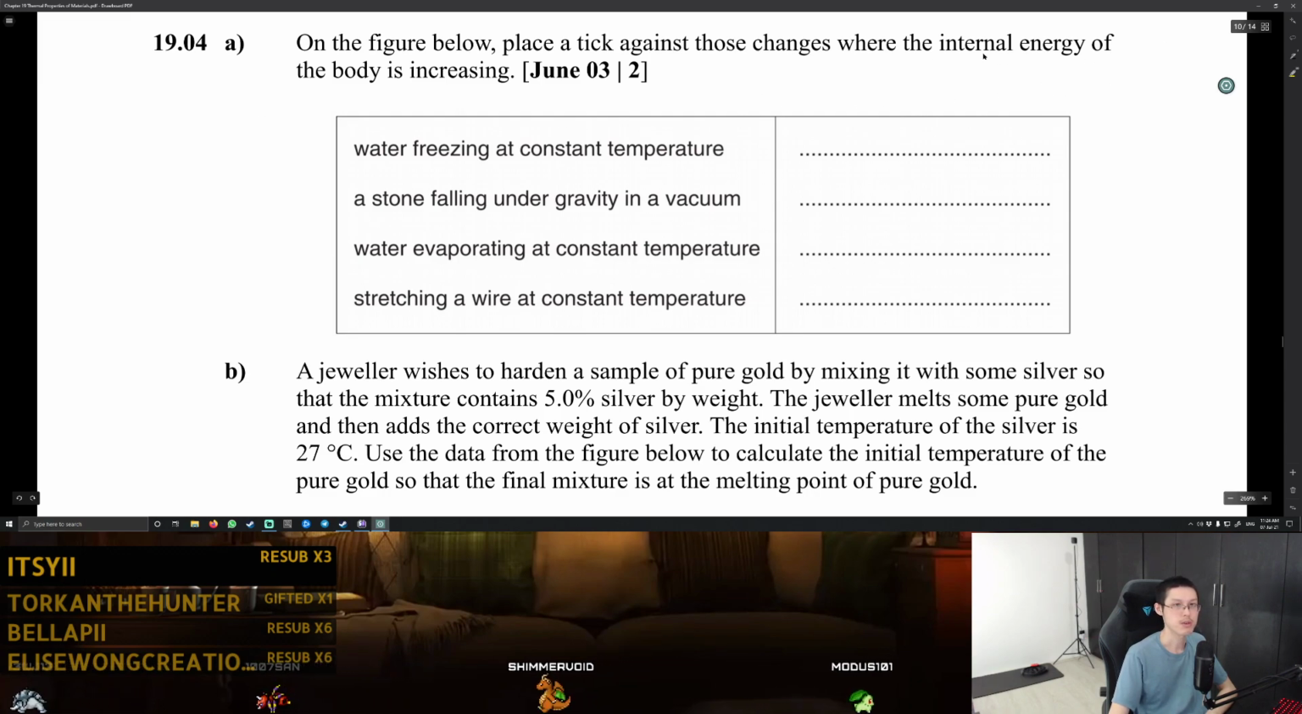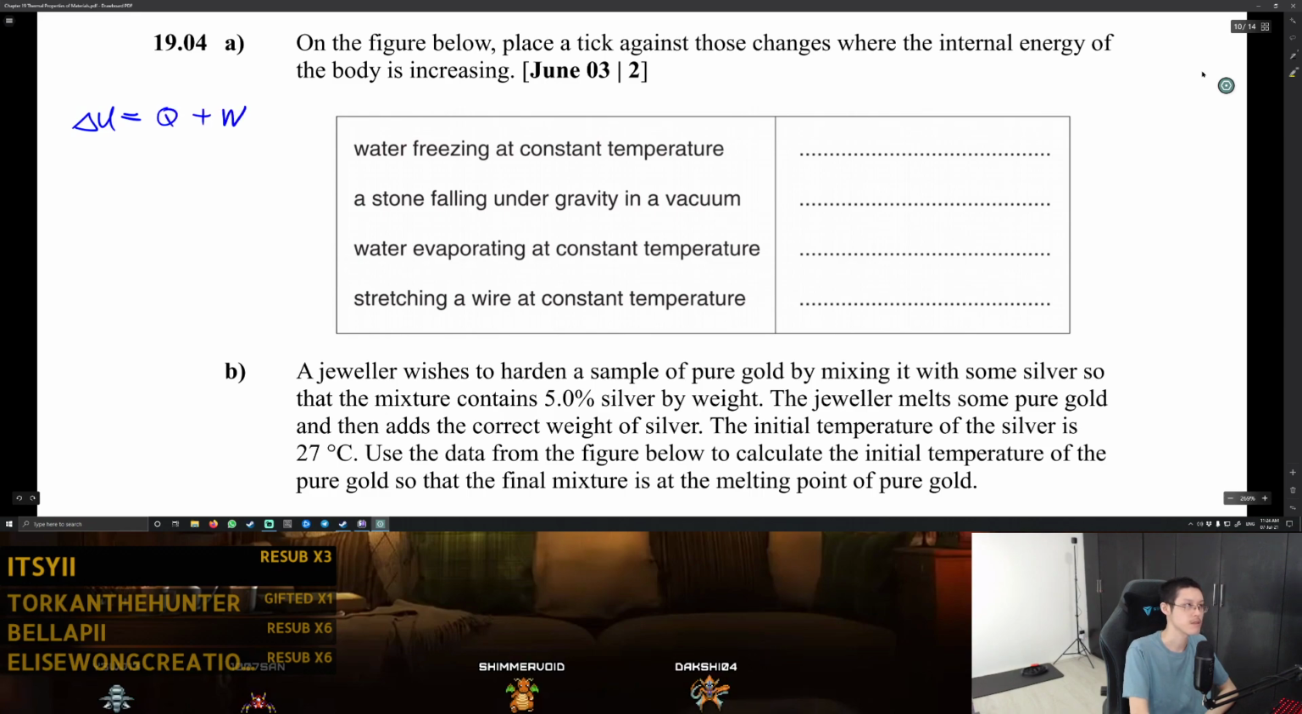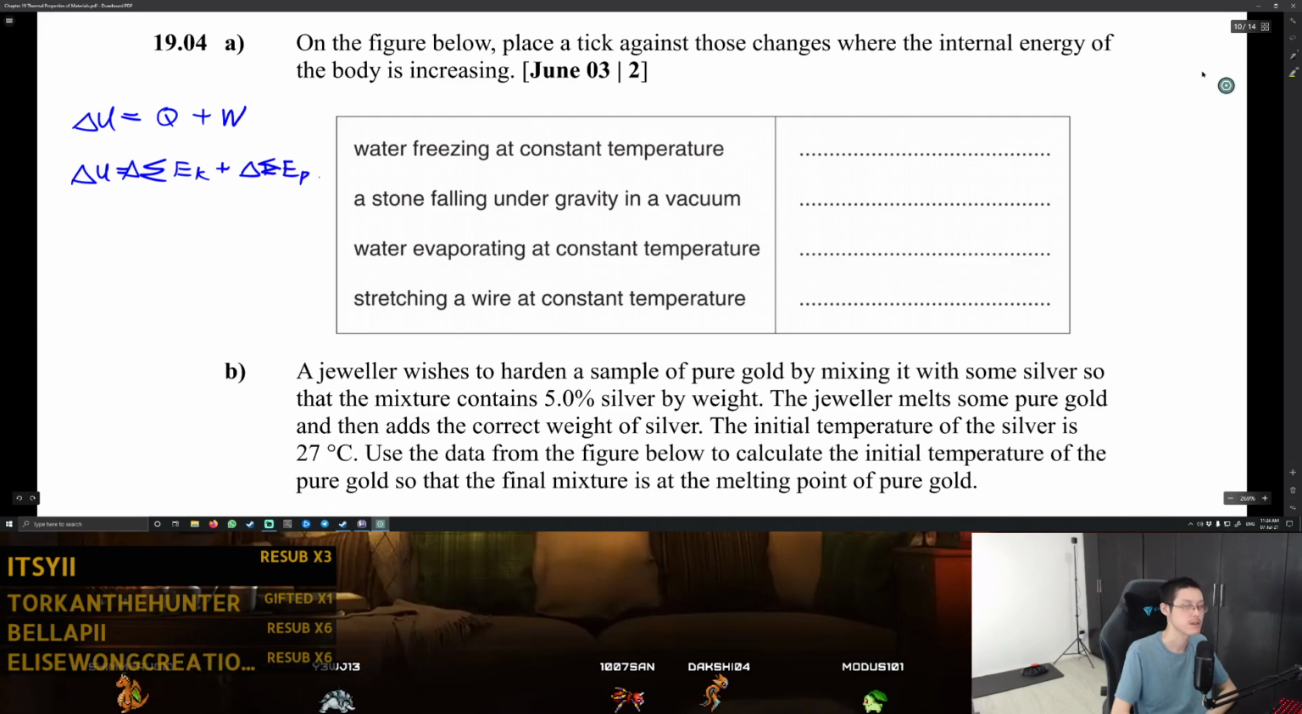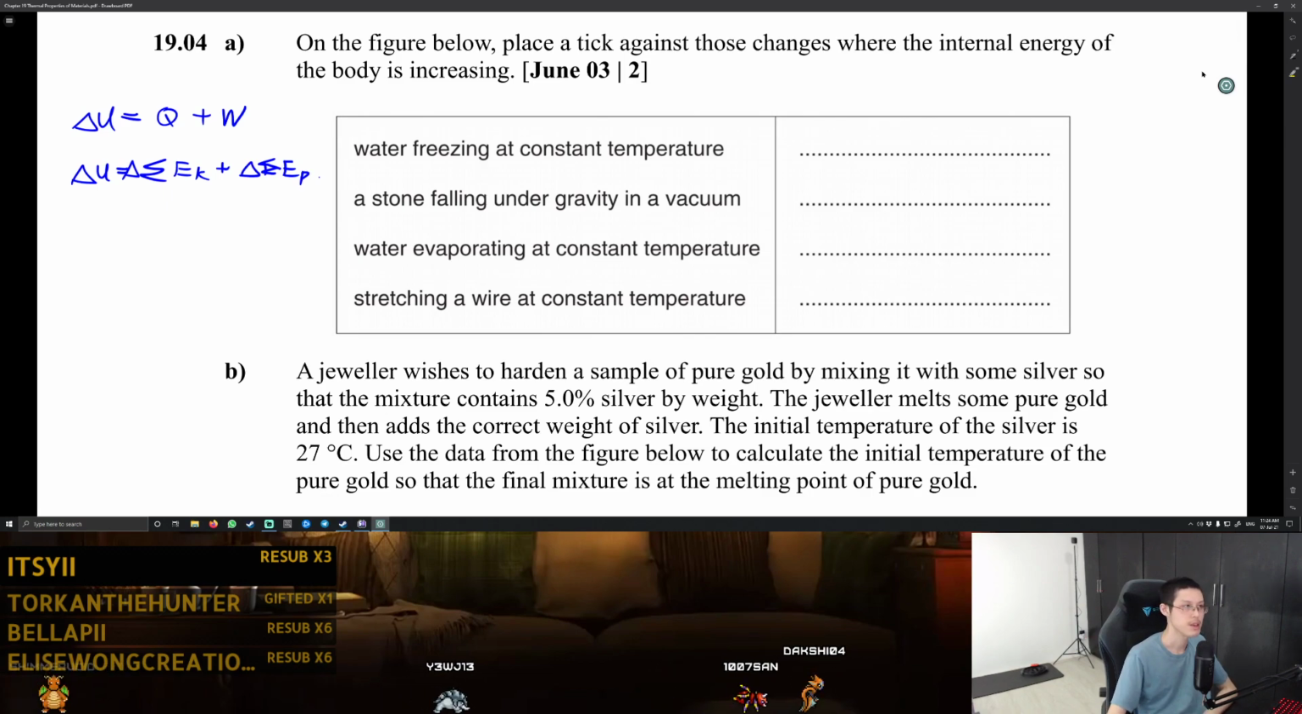Okay, so there are two ways of expressing the internal energy. One is by using the first law of thermodynamics, which is this guy here. The second one is by doing change in total kinetic energy plus a change in total potential energy. So if it's an ideal gas, you can probably use this one. If it's not an ideal gas, you have to choose one. Okay, so let's say water freezing at constant temperature.